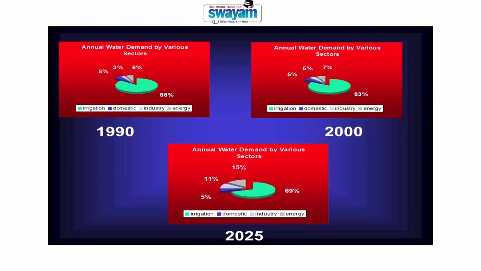If you look at the water scenario in 1990, 2000 and by 2025, our major water is going to be used in irrigation. Now, in irrigation, unless you enhance the irrigation water productivity, you are not going to be sustainable, and our crops will not be grown, and enough food is not available to our population.